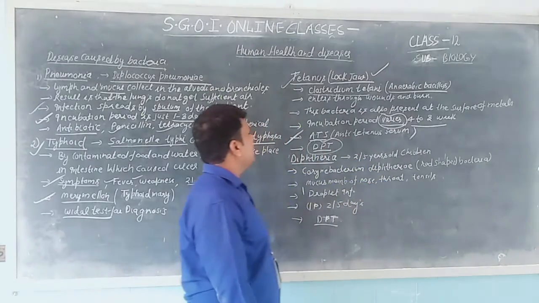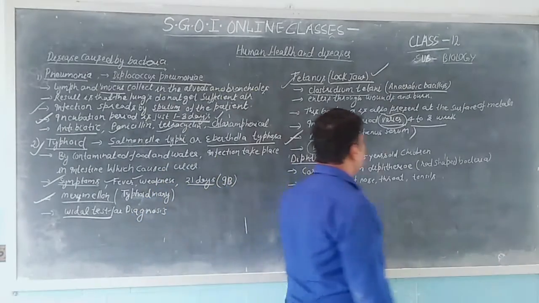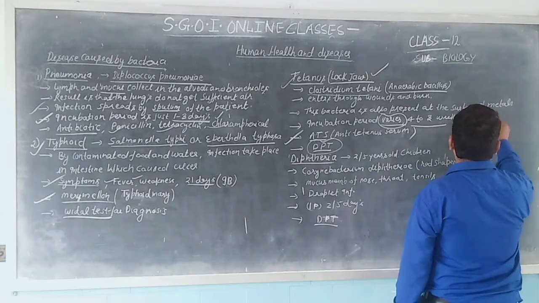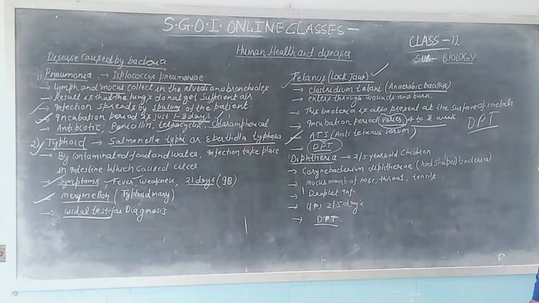It means that DPT is a vaccine that is given against tetanus. Now, what is the full form of DPT? This is very important. DPT is a triple vaccine: D for diphtheria, P for pertussis, T for tetanus. The triple vaccines are made into one and given to the patient. So this vaccine is given for all three diseases: diphtheria, pertussis, and tetanus.